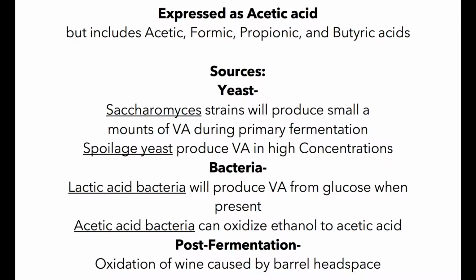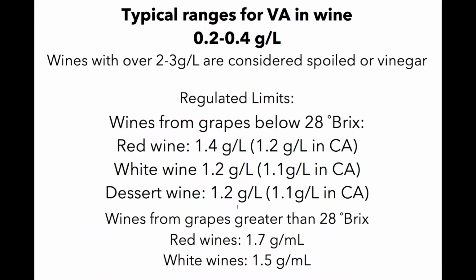VA is expressed as acetic acid and comes from three main sources: yeast, bacteria, and post-fermentative oxidation. The typical accepted ranges for VA in wine is between 0.2 and 0.4 grams per liter. Wines containing greater than 2 grams per liter are considered spoiled or vinegar. VA is also highly regulated, with greater restrictions on wines produced in California.